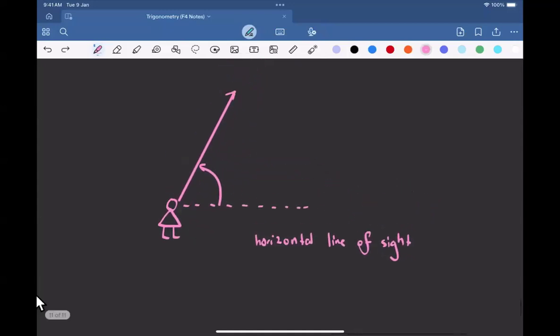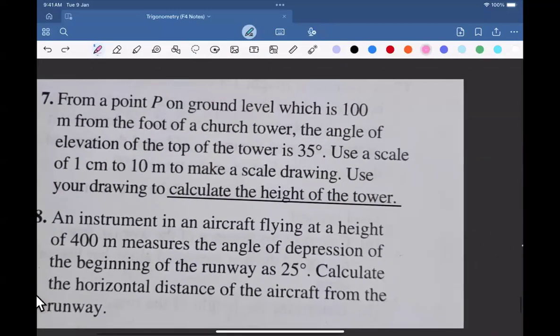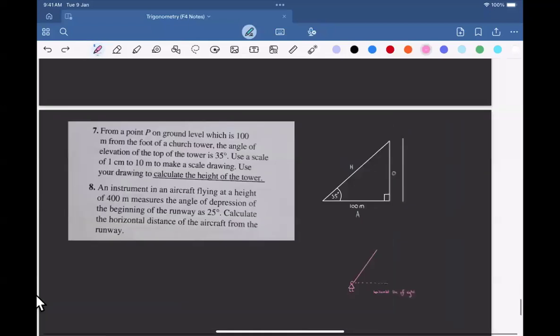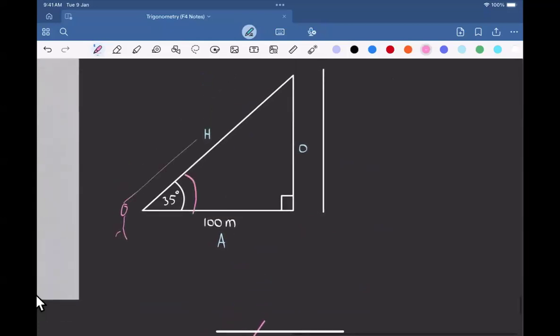You understand now? So watch, check it out again. This is where you'd normally be looking, but when you look up, you see it forming an angle. An angle wouldn't be formed over here. It'll be formed between the horizontal line of sight and where you're looking at. They said they're looking at the top of the tower. They said the angle of elevation of the top of the tower. So you're over here and you're looking at the top of the tower. So the angle of elevation is 35. You understand?